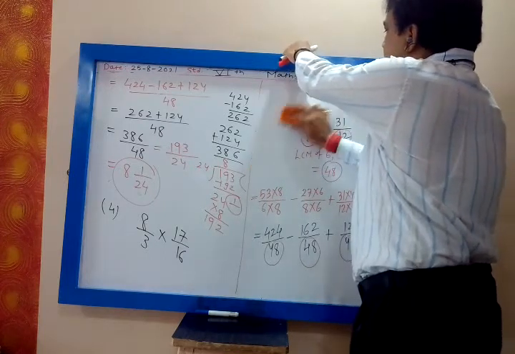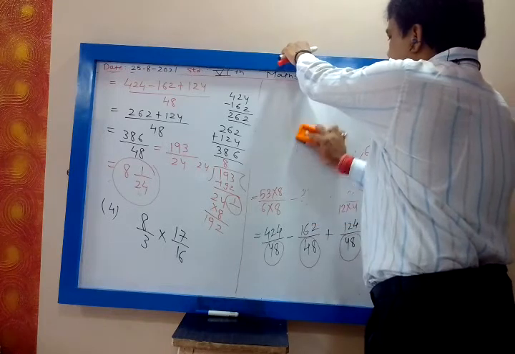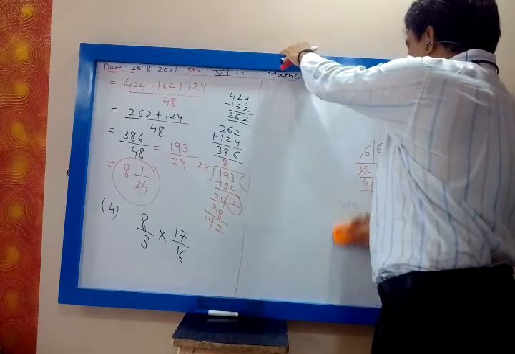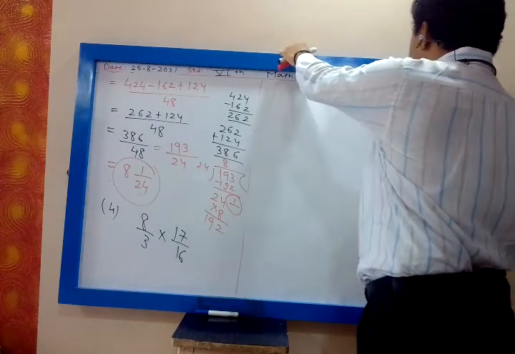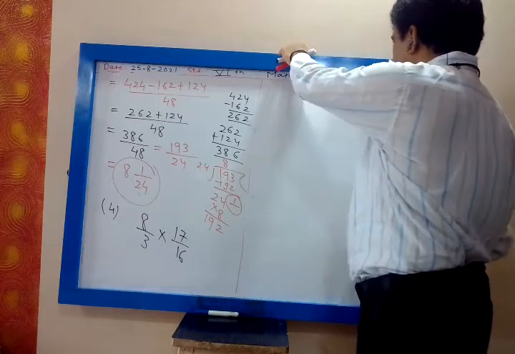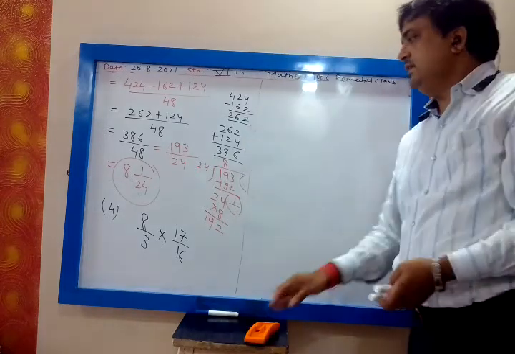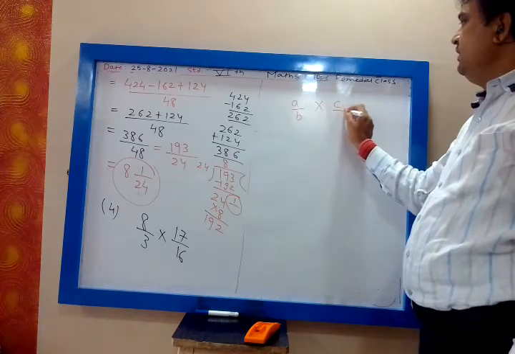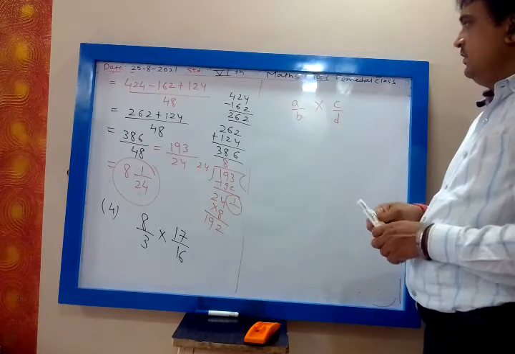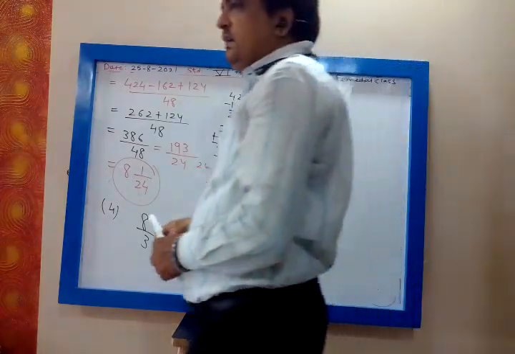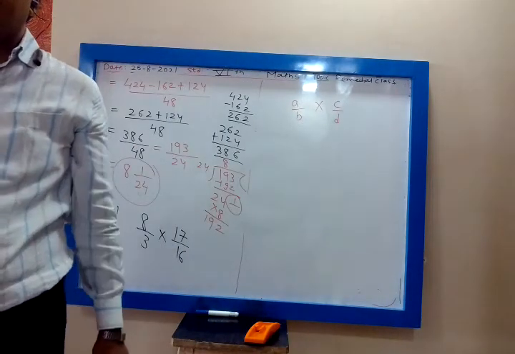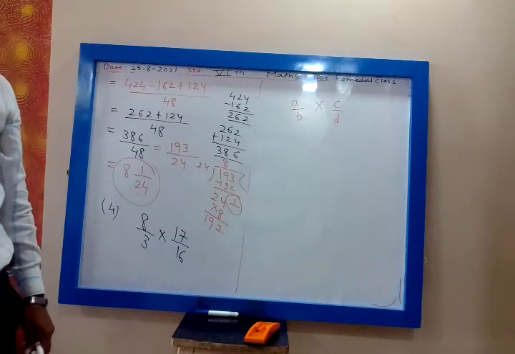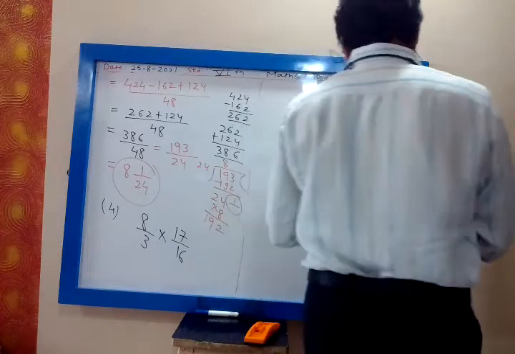Multiply numerator to numerator, denominator to denominator. So let me explain the concept. A by B multiplied by C by D in fraction. Now is it clear? From my side it is showing clear. Okay, A by B multiplied by C by D.